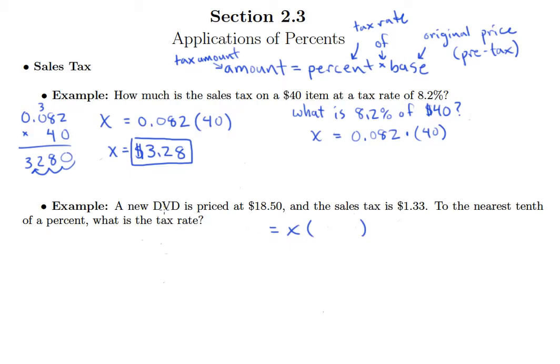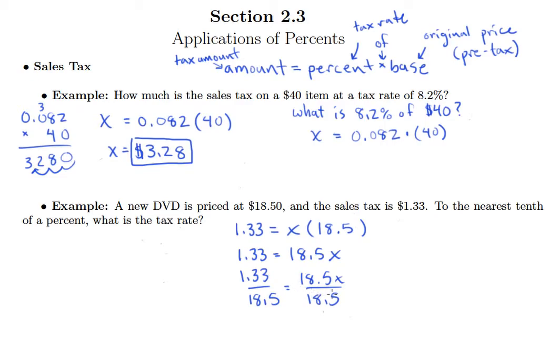Well, a new DVD is priced at $18.50. That's the original price before the tax is applied, so that belongs as our base. I'm just going to put 18.5 there. Then $1.33 is our amount, which makes sense, since that is the amount of sales tax. Let me clean this up real quick and put my 18.5 in front. Of course, we isolate x by dividing by 18.5 on both sides.